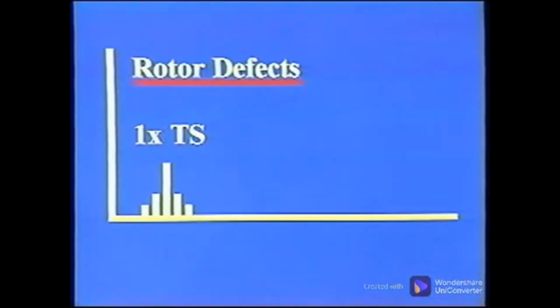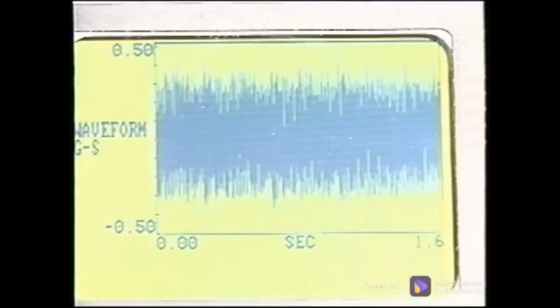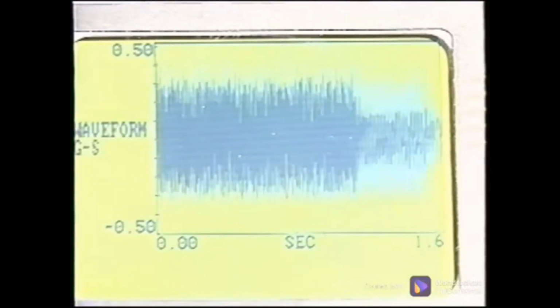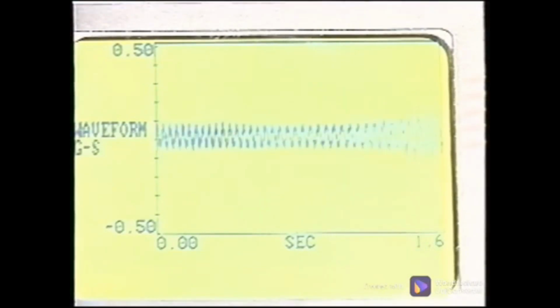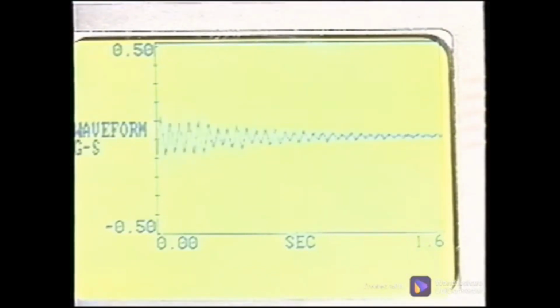The sideband spacing will be equal to the number of poles in the motor times the slip frequency. If the time waveform is monitored and the power is shut off, the energy due to the electrical defect will drop out, leaving the unbalanced sine wave.